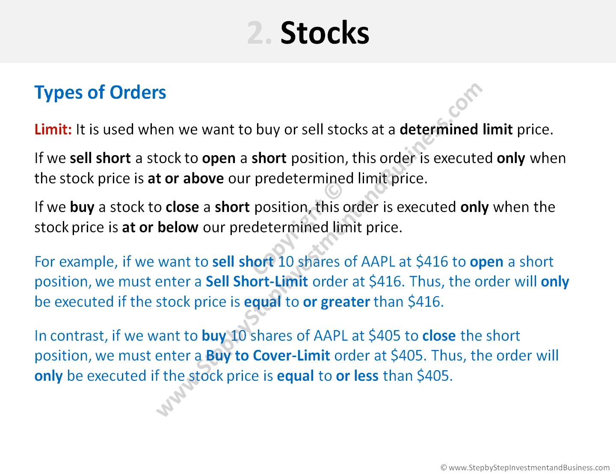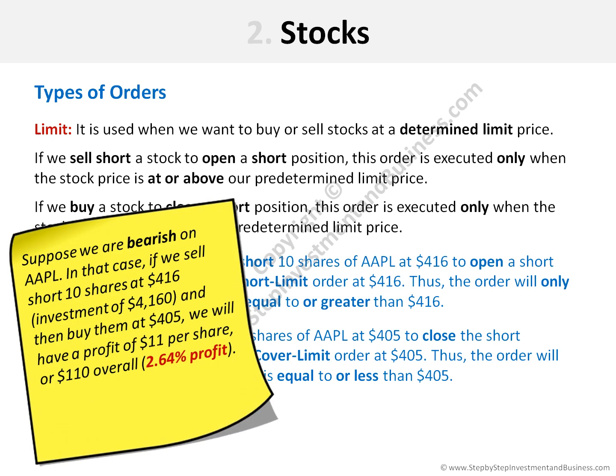In contrast, if we want to buy 10 shares of Apple at $405 to close the short position, we must enter a buy to cover limit order at $405. Thus, the order will only be executed if the stock price is equal to or less than $405. That is, it is guaranteed to buy at a maximum of $405.